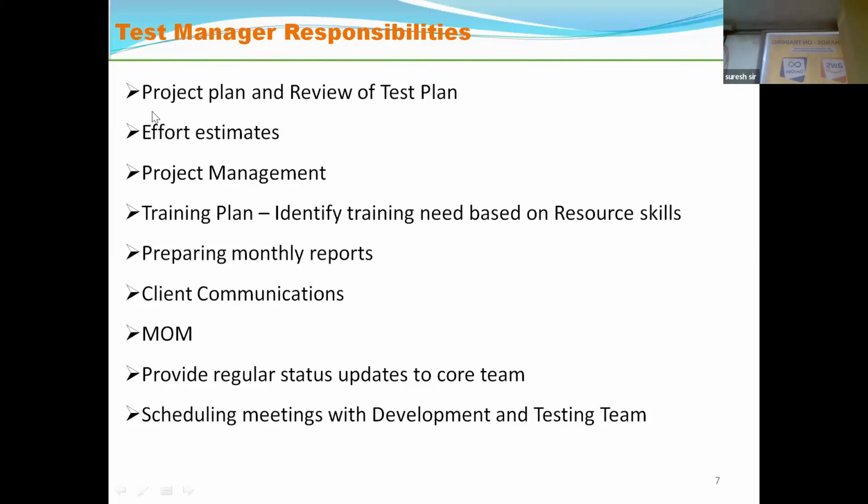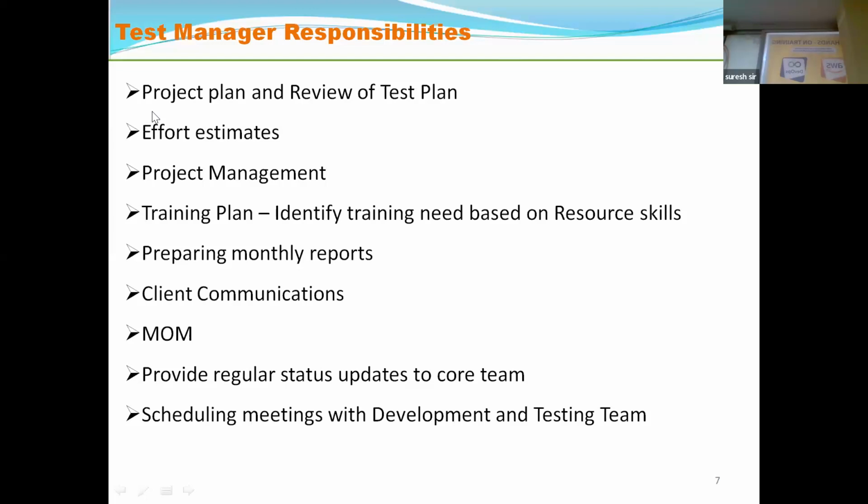Test plan is totally different. Project plan is totally different. Not like both are the same.